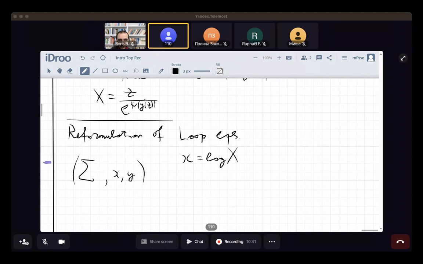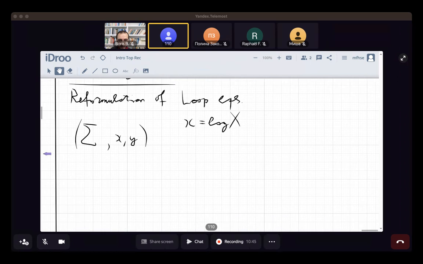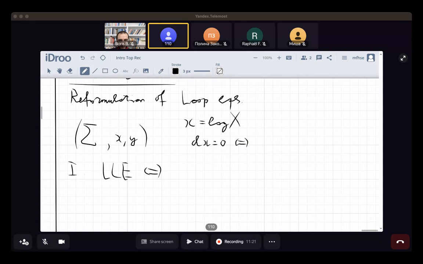If you remember the loop equations, we formulated them in terms of omega, but they can be reformulated in terms of W. So first, in terms of W, the first version is that the linear loop equation, where dx equals 0, is the same as: we have capital M critical points of x, which are the critical points of small x and capital X, and we call them P1 and so on Pn.